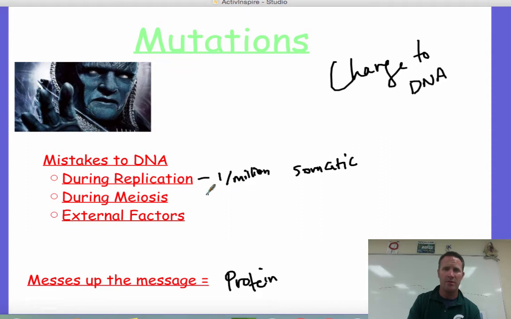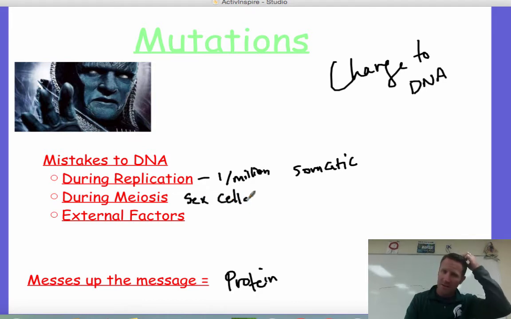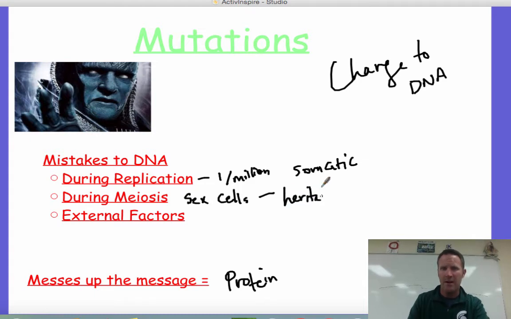Now, if it's a mutation during meiosis, in that copy process, that's a lot worse because these are sex cells. And so if you have a mutation to a sex cell, you are for sure going to pass that on to your offspring. That's called heritable. So that's a lot worse. We talked about mistakes during meiosis, like Down syndrome and those different disorders, and those are passed on to your offspring.